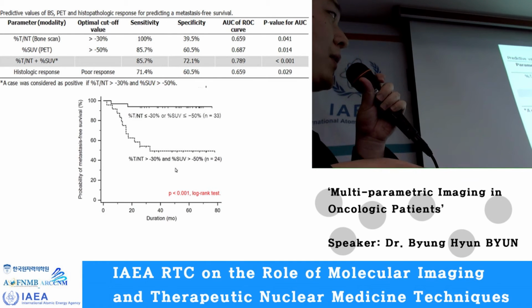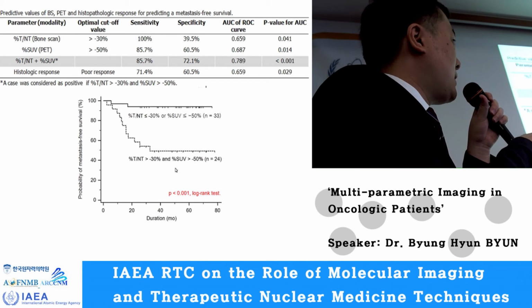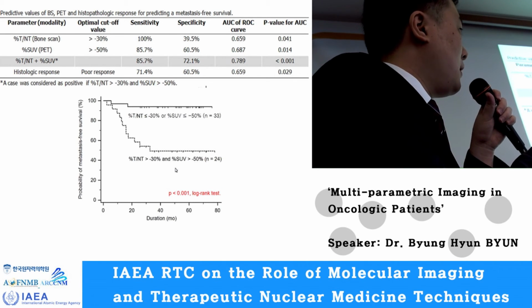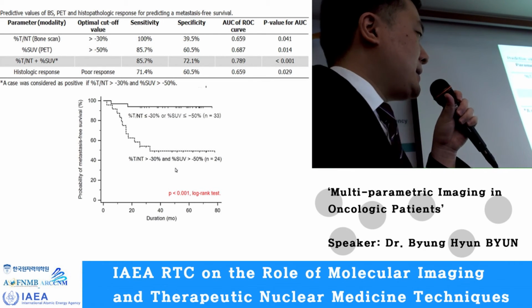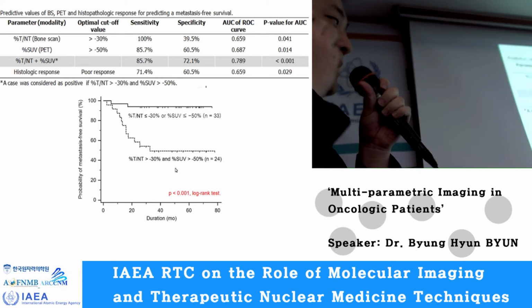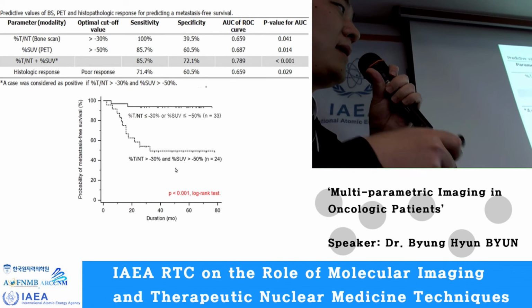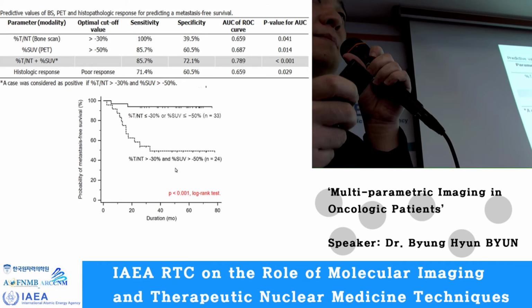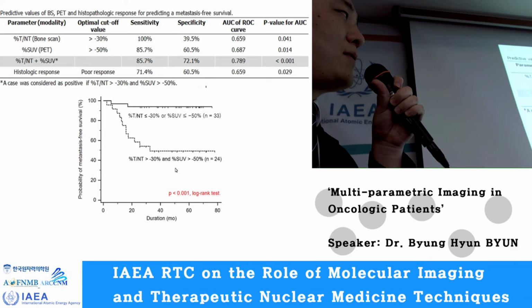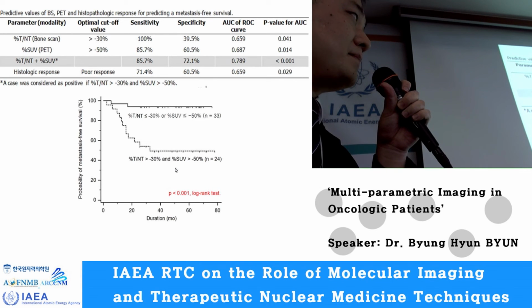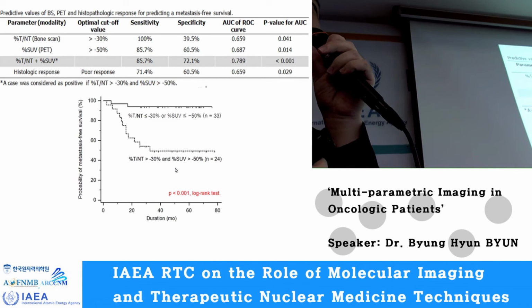By using these two parameters, we could predict the metastasis-free survival of the patients with sarcoma. By combining these two parameters, the patients with little decrease in the uptake on bone scan and little decrease of SUV in FDG PET showed poorer prognosis than the others. This is another application of combined imaging modalities.